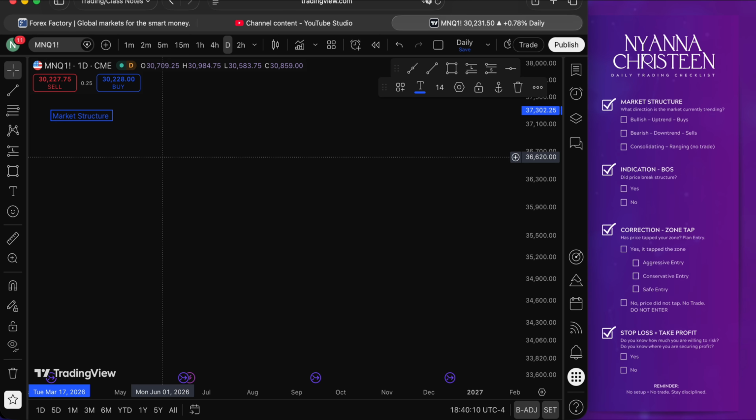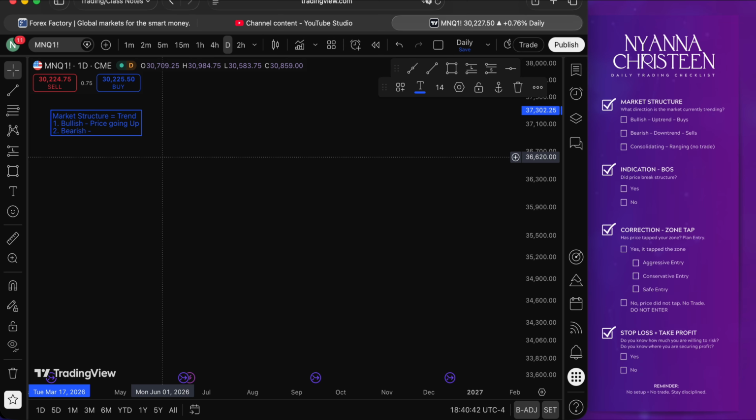structure is also trend. So there are 3 types of trends. There is a bullish, which is an uptrend, price going up. I swear I don't type slow, it's these nails, y'all. Okay, sorry. 2, we have a bearish trend.